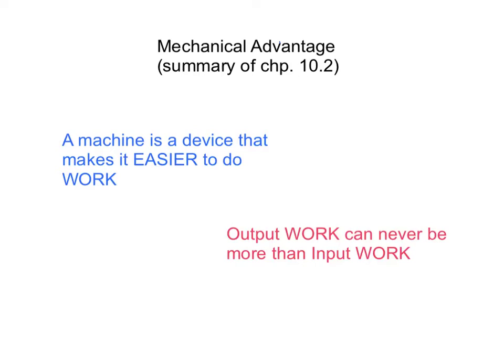A machine is a device that makes it easier to do work. And one thing that you want to make sure that you remember is that you can never get out more than you put in to a machine. So output work can never be more than input work. So when you're solving these problems, that's a quick check to see if you've done things correctly.